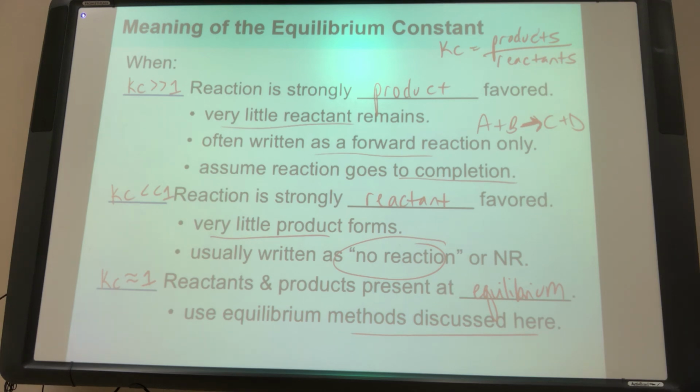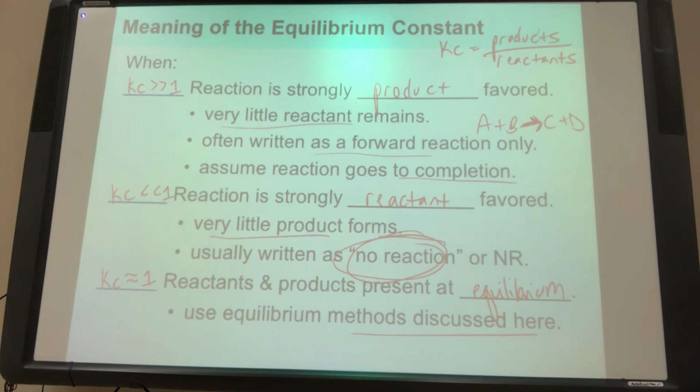Okay? So we've talked about when it's strongly product favored, pretty much the reactions we did before, where we drew a single arrow, like all the stuff we did last semester. Strongly reactant favored, we talked about writing no reaction when we tried to see if it was going to make a precipitate or not in our precipitation reactions. Now we're going to talk about if it's at equilibrium.